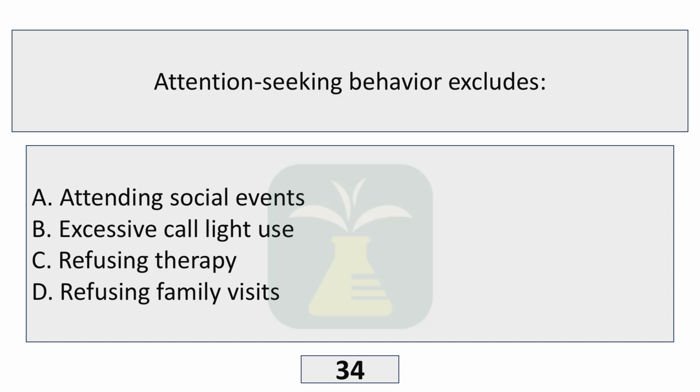Attention-seeking behavior excludes: A. Attending social events. B. Excessive call light use. C. Refusing therapy. D. Refusing family visits. Correct answer, A. Attending social events. Social participation is healthy; other behaviors signal unmet needs.